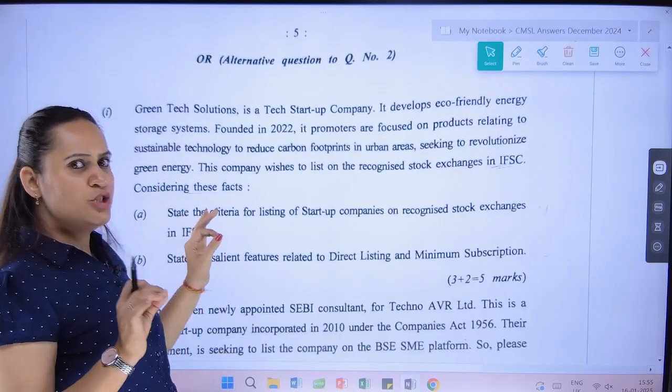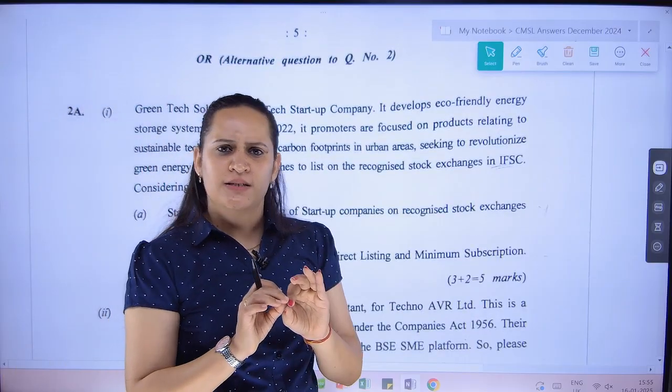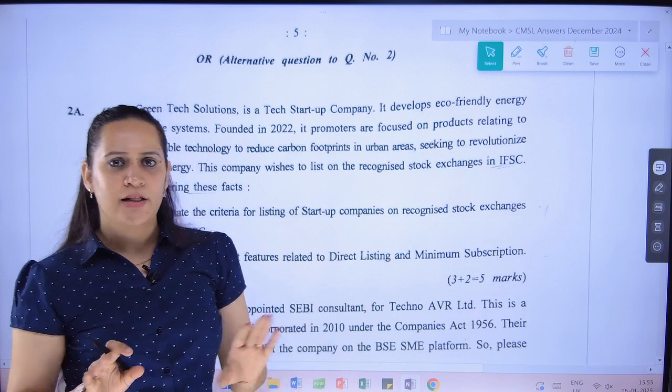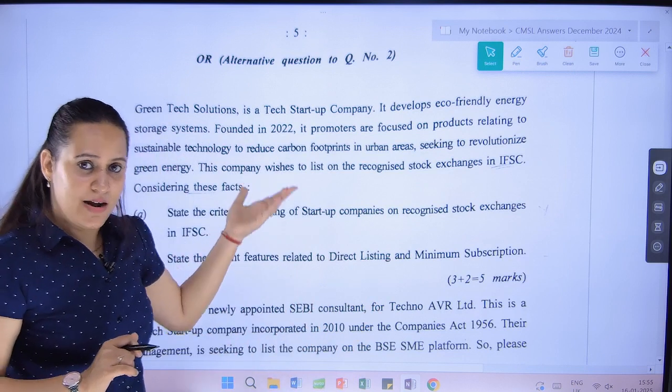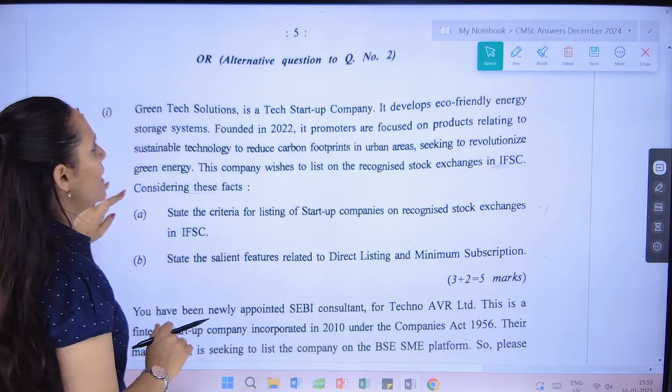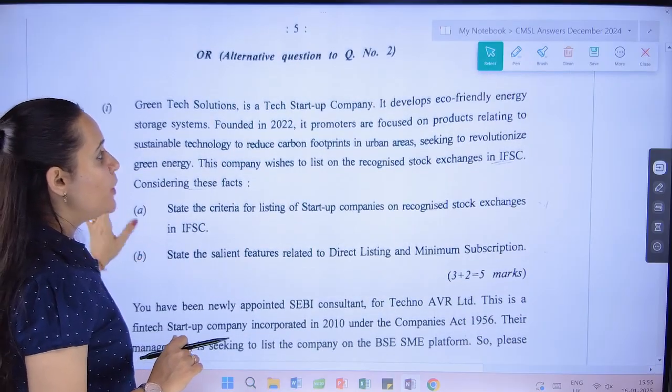So that is question 2, which was easy. All the questions were direct, there was no complication. You could have easily answered question 2. Now let's look at the alternative question, question 2A.